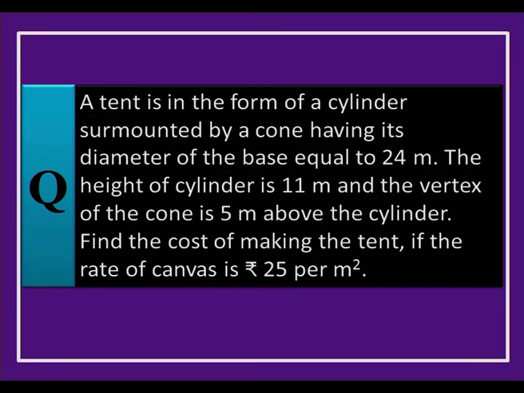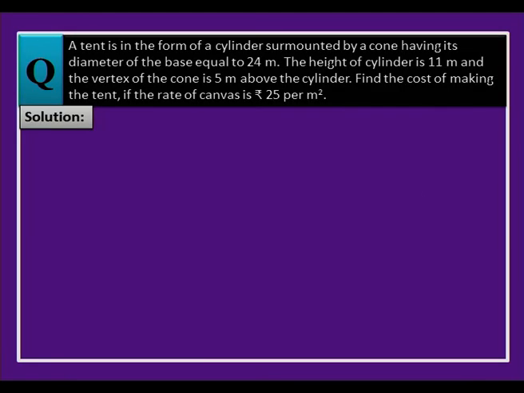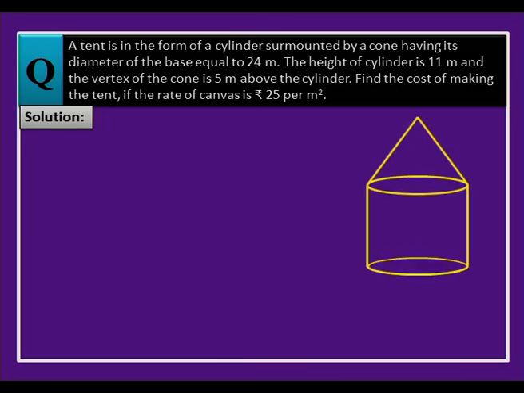A tent is in the form of a cylinder surmounted by a cone having its diameter of the base equal to 24 meters. The height of the cylinder is 11 meters and the vertex of the cone is 5 meters above the cylinder. Find the cost of making the tent if the rate of canvas is 25 rupees per meter square. Let us start with the solution. So, here you can notice a cone over a cylinder, right, children? And what is given?